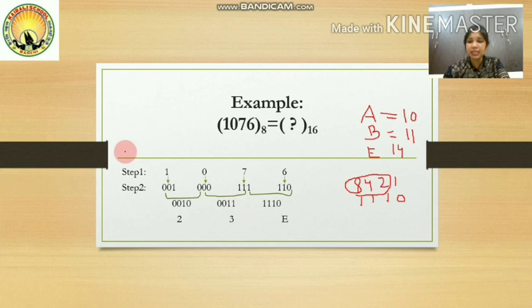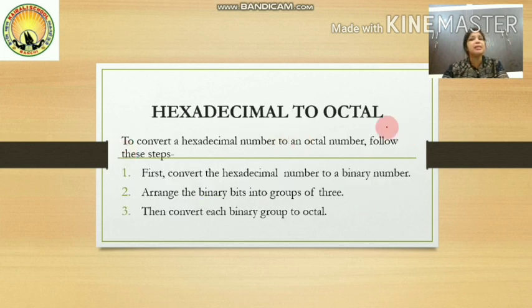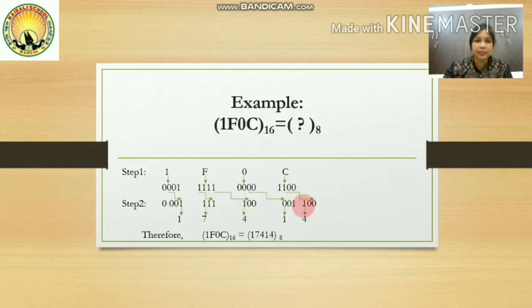Next, we have to convert hexadecimal to octal. It is the same type of conversion as we did for octal to hexadecimal. First, convert every digit of the hexadecimal number to a binary number. Then arrange the binary bits into groups of 3. There we first did 4 bits and then 3 bits. Here the reverse will be used. How? In the next slide I have shown.